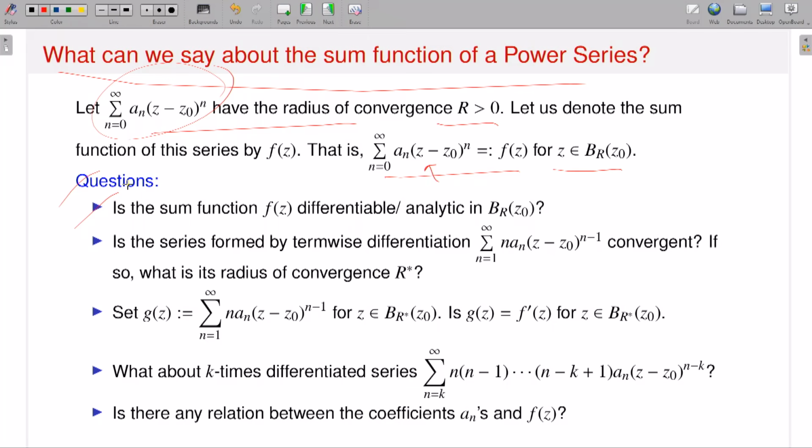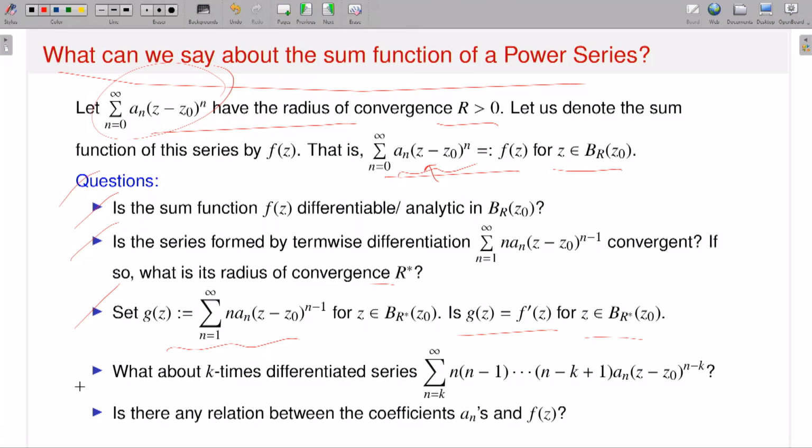So these are the questions one can ask. What can I say about the analyticity or differentiability of the sum function? Is the series obtained by term by term differentiation convergent? That means, if I take the one time differentiation of each term of the given power series, is it convergent, and what will be its radius of convergence? And if I write the sum function of the one time differentiations of my terms, can I have a relation like f prime of z is exactly equal to that sum function? That is, the relation between the sum function of the given power series and the new series I get by differentiating the terms of my given power series once. So what is the relation?